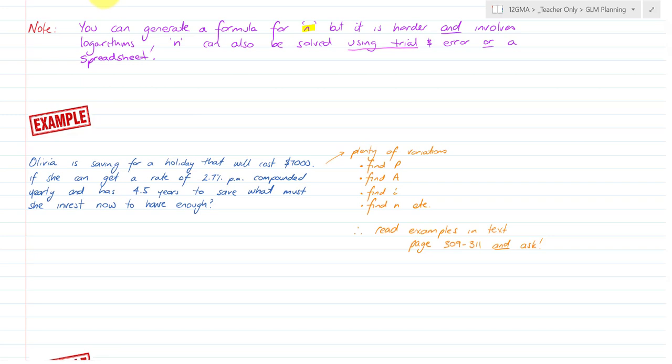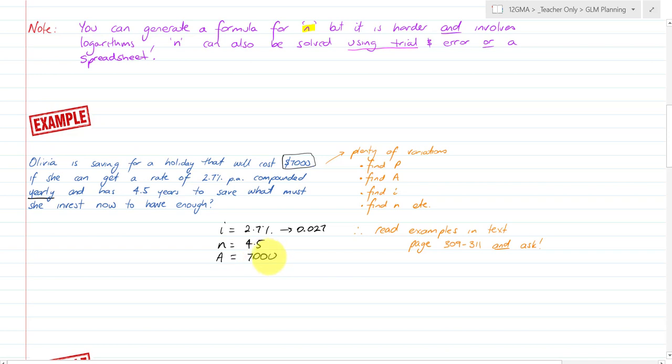So the trick here is to first identify what you are trying to find and what you know. I know that I is equal to 2.7%, and that's a per annum interest rate, but it's compounded yearly, so I can leave it as 2.7%. I can also write that down now as 0.027, the decimal version. I know that N is equal to 4.5 years, and we're compounding yearly, so I can leave it as 4.5. And I know that Olivia needs to get to $7,000, so A is equal to $7,000. That's where she wants to get to. And I'm trying to find P.